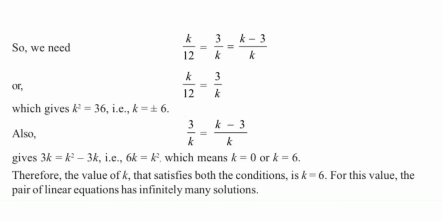On cross multiplication, we will get k square is equal to 36, which means that k is equal to plus or minus 6. Now, consider b1 upon b2 is equal to c1 upon c2, that is 3 by k is equal to k minus 3 by k. By cross multiplication we will get 3k is equal to k square minus 3k, which means that 6k is equal to k square, which means that k is equal to 0 or k is equal to 6. Therefore, the value of k which satisfies both the conditions is k is equal to 6.